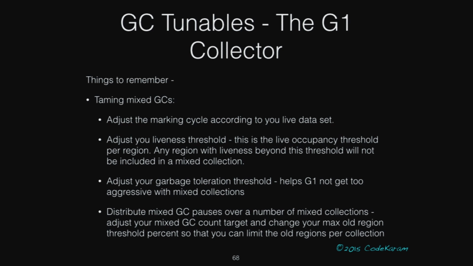So how do you do that? You adjust your mixed GC count target, and you can change your maximum old region threshold percentage. Basically, what that means is that per mixed collection, I only want X number of regions maximum to be included in that collection. So the candidate regions, I only want X number of candidate regions. You can specify that on the command line as well. And there are, of course, these defaults that I don't remember right now.